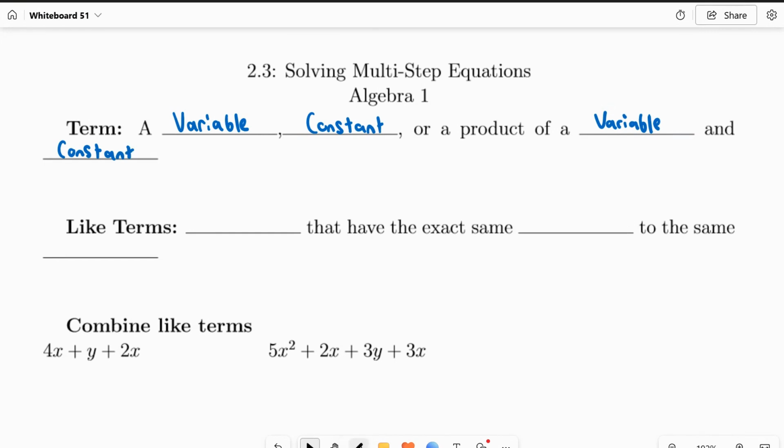So pretty much what that is saying is a term can be a variable, so it could be like x or y, a constant, which is just any normal number, like 4, or it could be the combination of the two, which would be like 4x. So one thing with terms is we want to simplify our terms as much as possible. So we can only simplify terms that are like terms. So like terms are terms that have the exact same variables to the same degree.